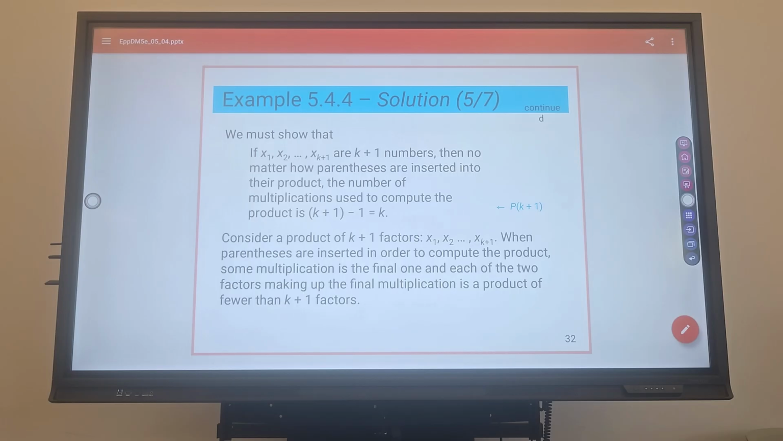If those are the numbers and we have k plus 1 numbers, then the multiplications used to compute the net product is k plus 1 minus 1, or k. Consider a product of k plus 1 factors. When parentheses are inserted in order to compute the product, some multiplication is the final one, and each one of the two factors making up the final multiplication is a product of fewer than k plus 1 factors.